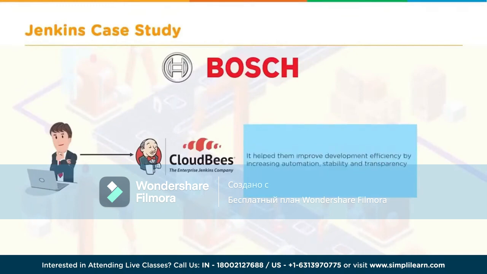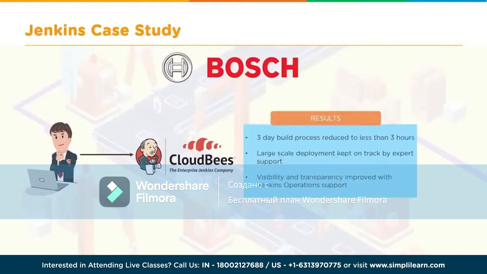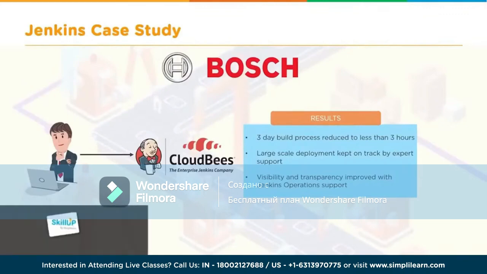It has significantly helped improve the efficiencies throughout the whole software development cycle, from automation, stability, and transparency, because Jenkins becomes a self-auditing environment. Now, the results have been tangible. Previously, it took 3 days before a build process could be done, and now it's taken that same 3-day process and reduced it to less than 3 hours. That is significant. Large-scale deployments are now kept on track and have expert support, and there is clear visibility and transparency across the whole operations through using the Jenkins tools.